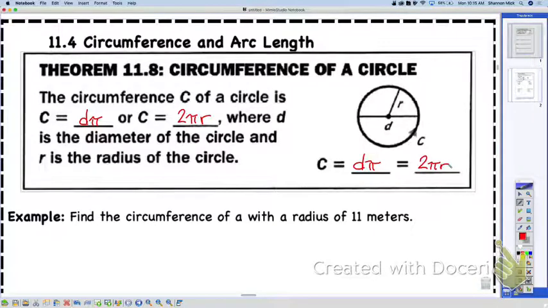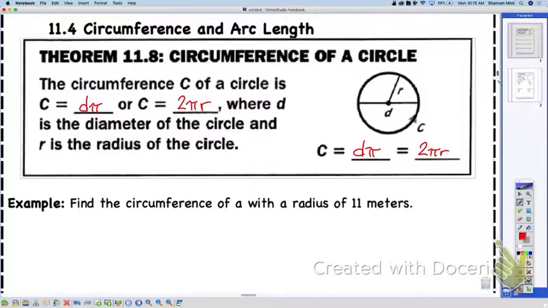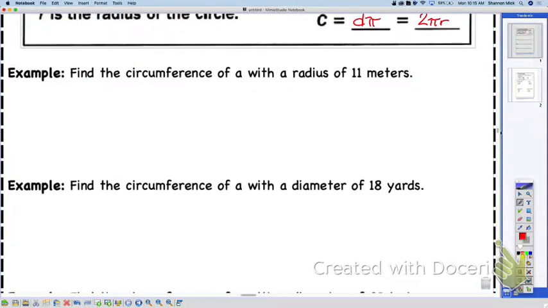If they give me the diameter, I'm just using diameter times pi. There is a pi button on your calculator. For the most part, if it doesn't say to round, just leave it as the exact answer. I'm okay with that. You could put a few digits into your calculator, but it's not going to be my big push. Okay, it says find the circumference of a circle with a radius of 11 meters.